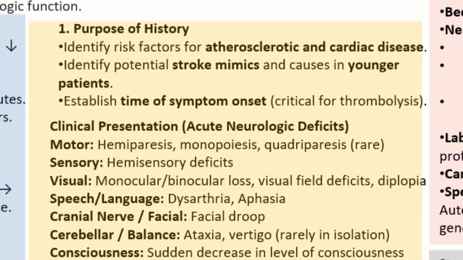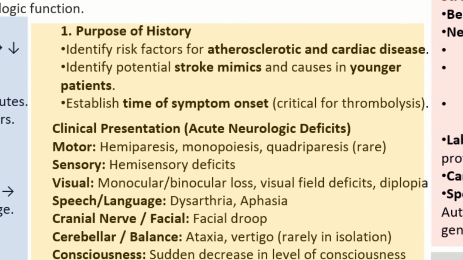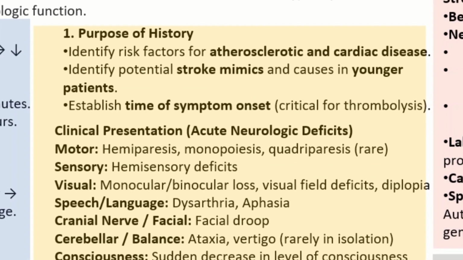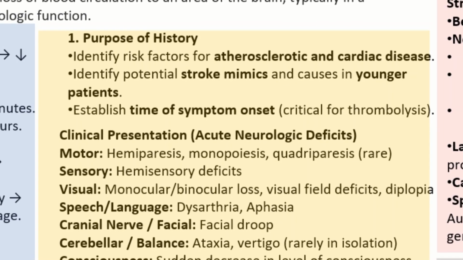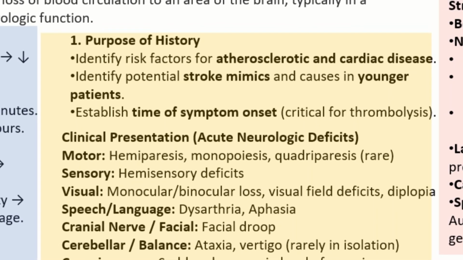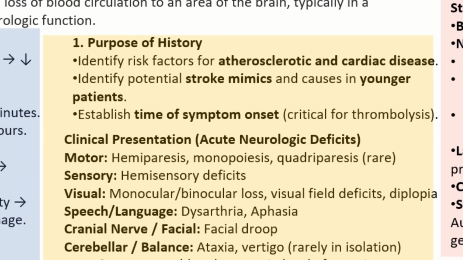We also want to establish the time of onset of the stroke. This is important because if we can establish this time, and they are within the window of thrombolysis, that is within 4.5 hours after onset of symptoms, we can do thrombolysis.